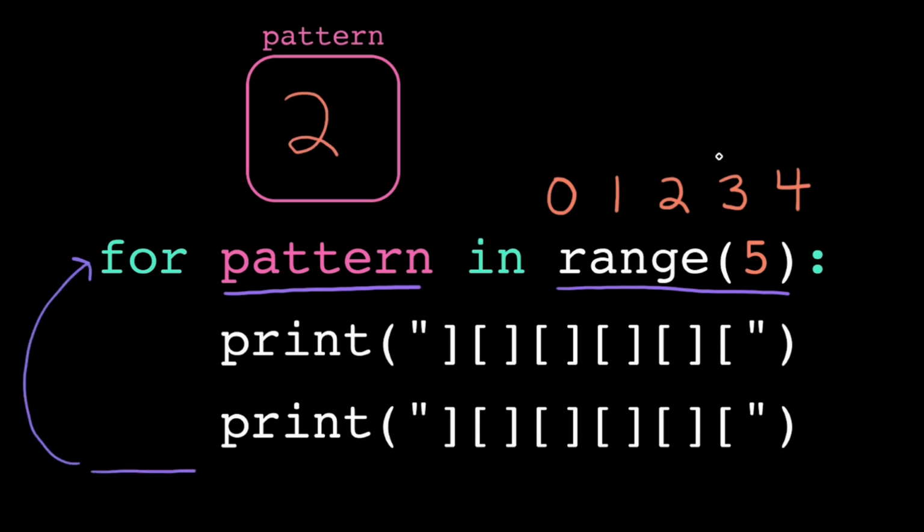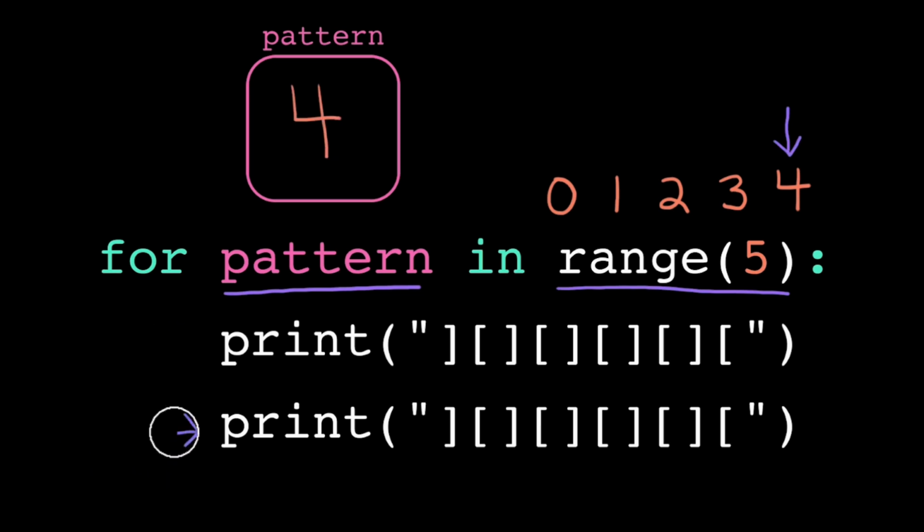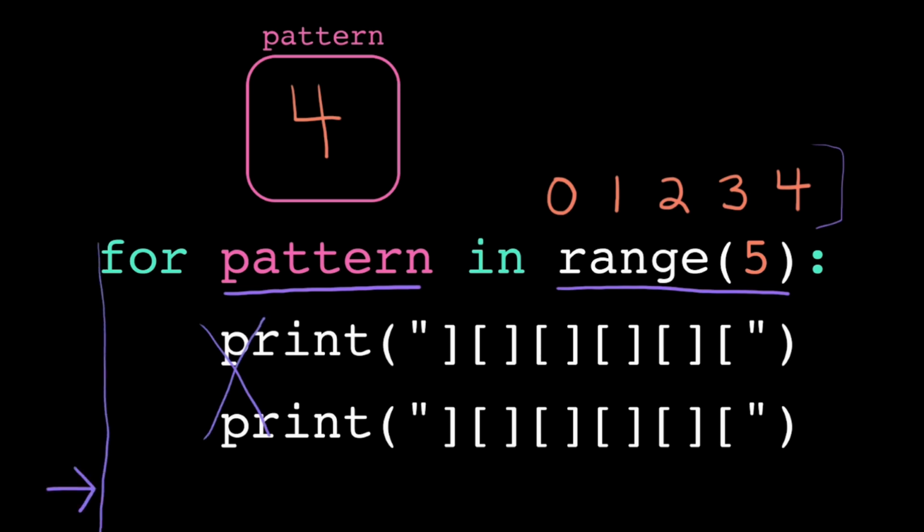Pattern now contains 2. We do it again. Pattern contains 3. We do it again. Pattern contains 4. We execute the loop body one last time, and now when we loop back to the top, there are no more numbers in our range. So this tells the computer to terminate the loop. It skips the loop body and jumps execution to the next line of code outside of the loop. So our for loop with range 5 repeated 5 times, once with the loop variable set to 0, to 1, to 2, to 3, and to 4.